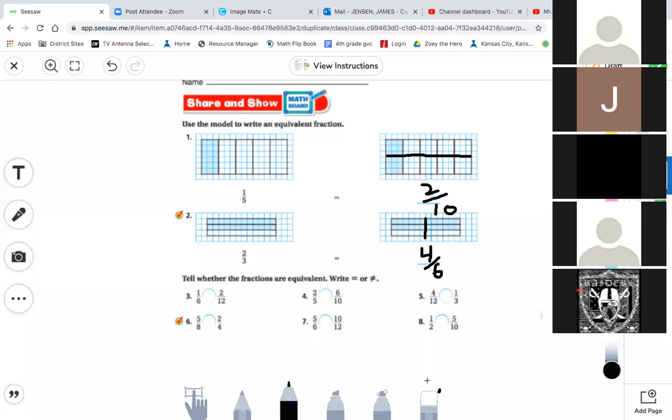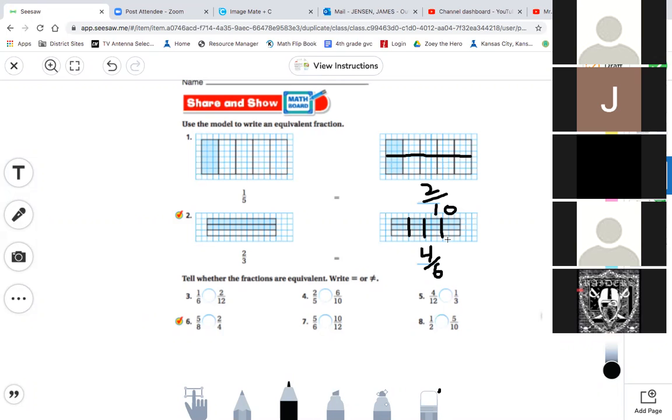Anybody see a different way we could split this one? What if we did this? Let's see. Does this work? Maybe go every third one. Come on, marker. Kind of hard to draw a line. What about like that?